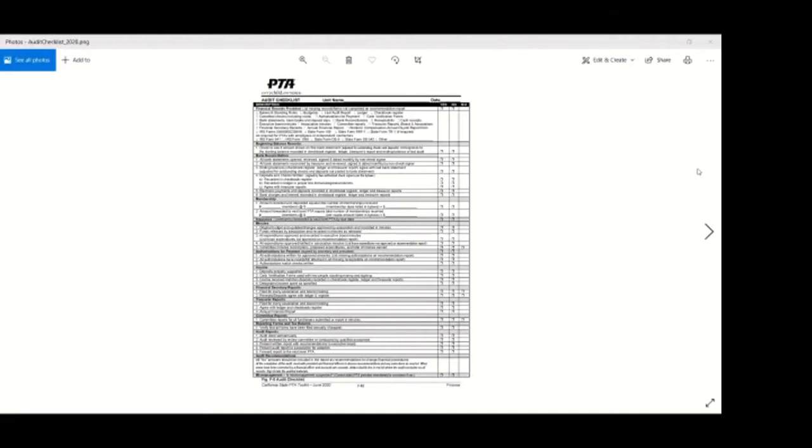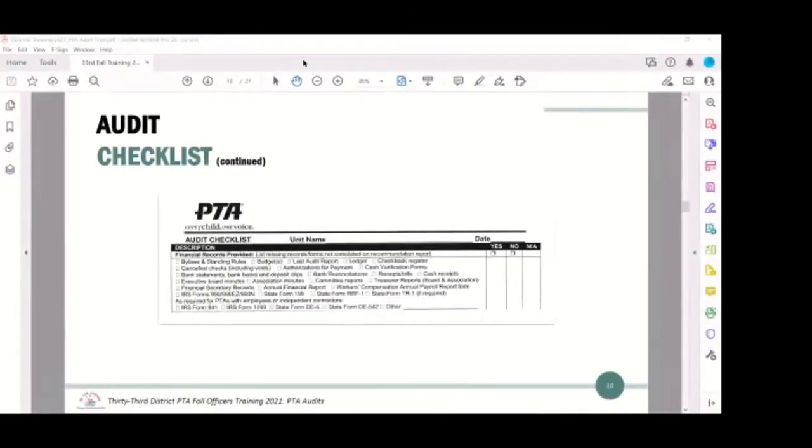This is one of the two required main forms that you need to conduct your audits. Complete the list at the beginning of the audit to show what was received from the treasurer and the recording secretary. You can consult with the treasurer or secretary via email regarding items missing for the audit. Next slide.